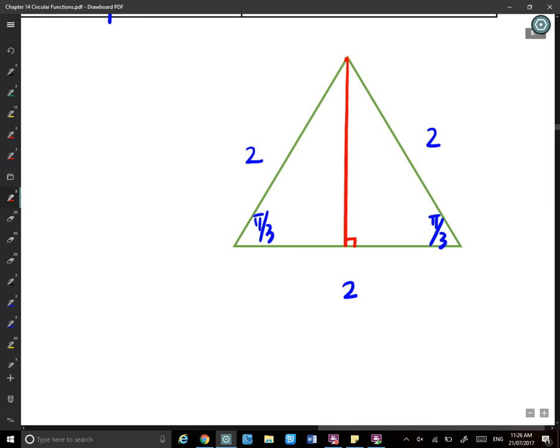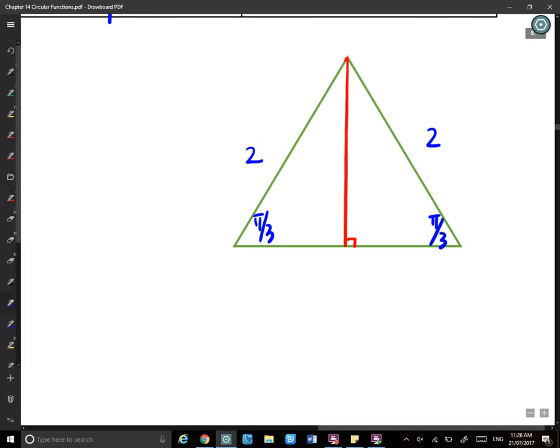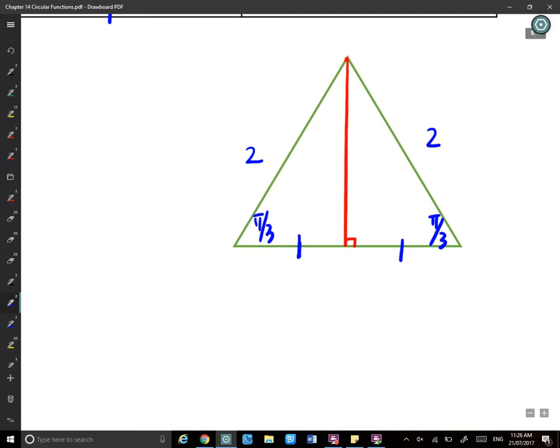That's what I will do. I will draw a height to the base, cut this triangle into half. So this is not 2 anymore. That will be 1 and 1. Because this is an equilateral triangle, when you draw the height, you will bisect the base and perpendicular to the base. So you have 1 and 1 there.